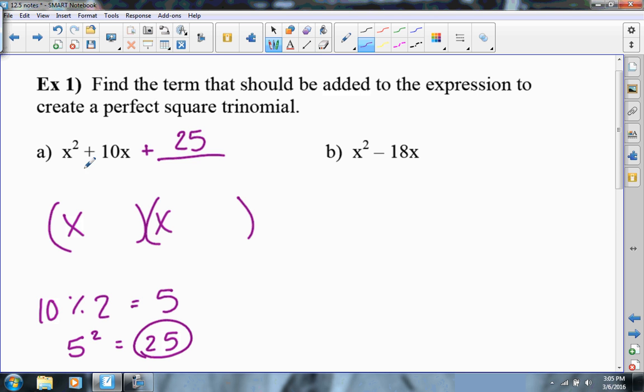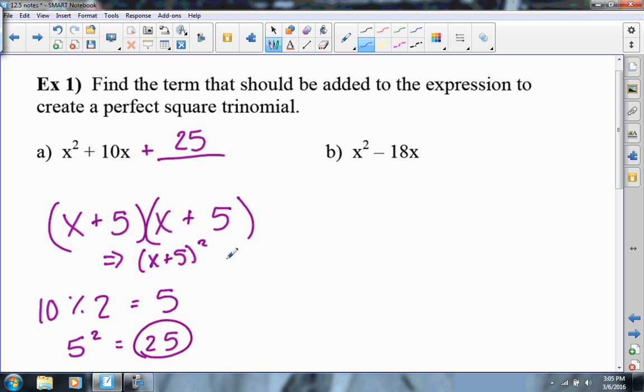Now, if this was our trinomial that we needed to factor, we would think, what are the factors of 25 that add up to 10? And that would be 5 and 5. And we'd want them both to be positive. That way they add to 10, but they multiply to 25. And then we can rewrite this as x plus 5 squared.